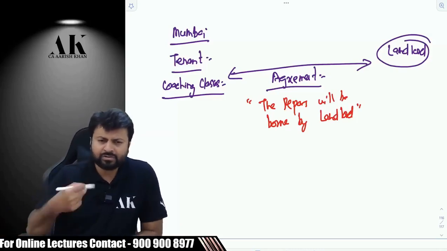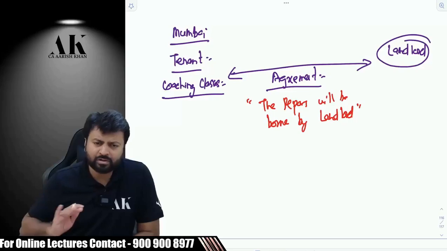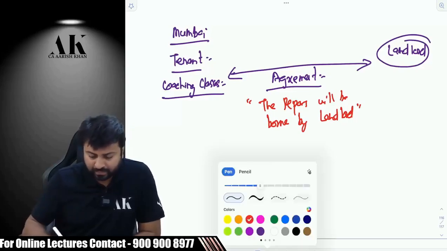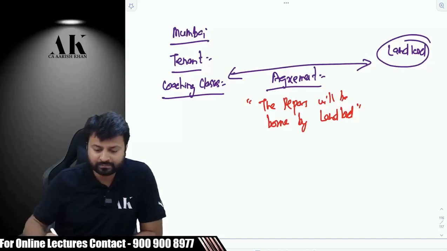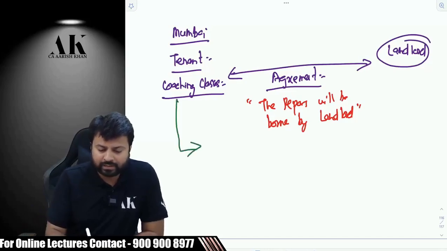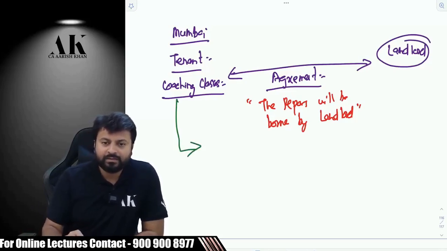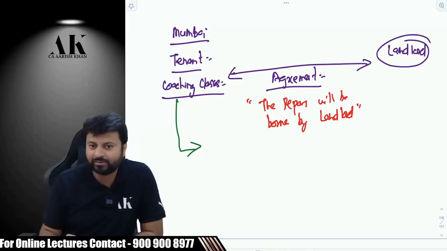So if anything happens tomorrow, it is going to be the landlord who is going to incur the expense, and we are not going to incur the expense. It's very clearly written in the agreement. Now, suddenly what happened one day? This actually happened in my lecture only. I was taking a CA Inter lecture, and suddenly one fine day, the fan which was moving fell down on the head of one of the students.